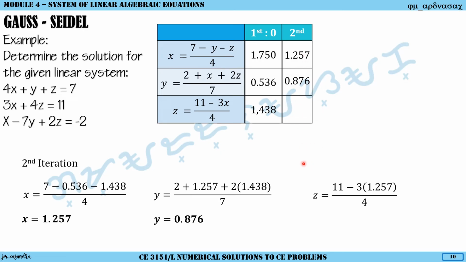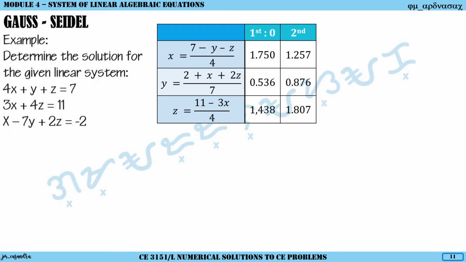Hindi kagaya dun sa hakabi na you compute first all x, y, and z before you move to the second iteration. So dito sa mga iterations natin, we use the latest computed value. So for z, that is now equal to 1.807. Okay? So we now move to our third iteration.